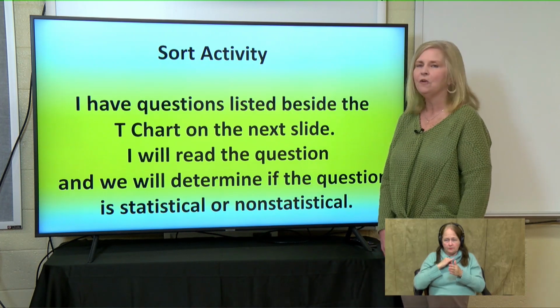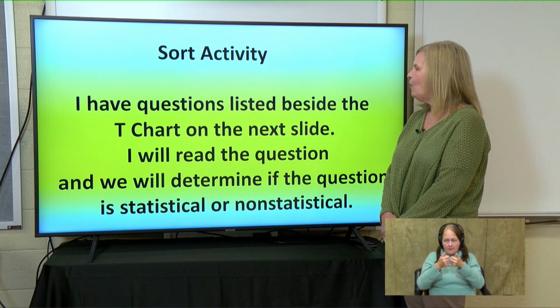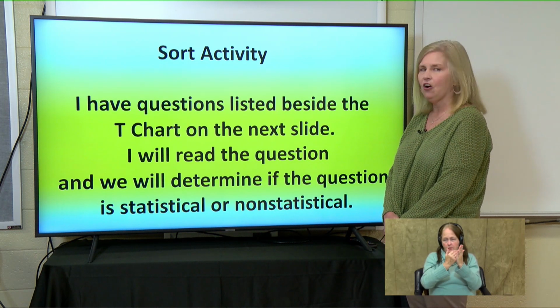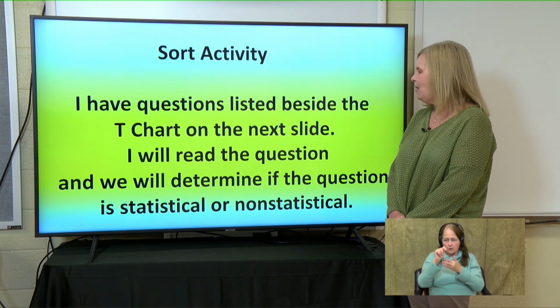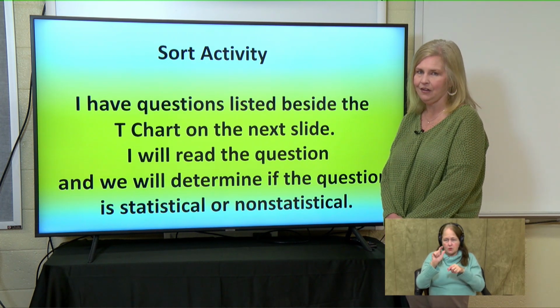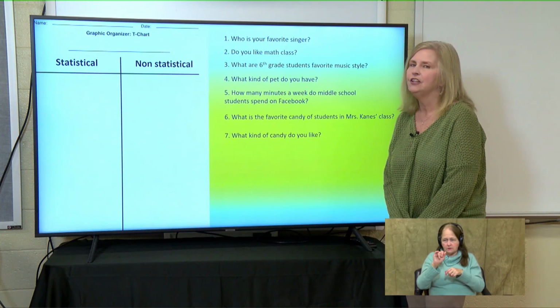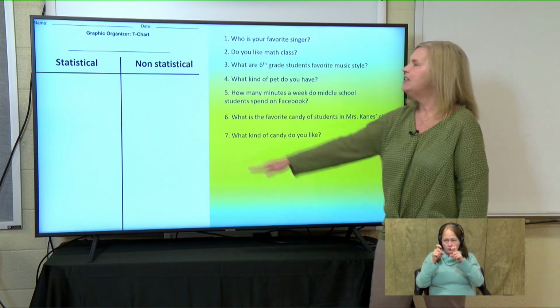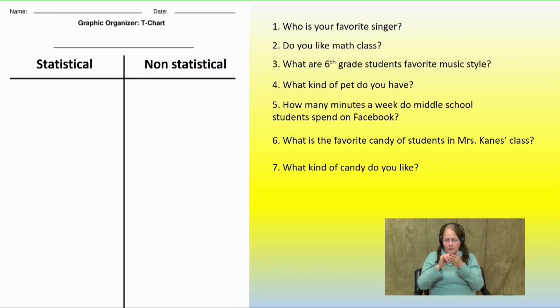Okay, we're going to play a sort activity now. I have questions listed beside the T-chart on the next slide. I will read the question and we will determine if the question is statistical or not. This is how it looks. I have my questions here, and then I have a T-chart graphic organizer over here. And I'm going to give you a minute to think in your head what you think is the correct answer, and then we're going to slide it over to the correct section. Okay?